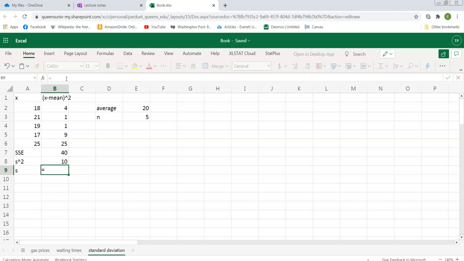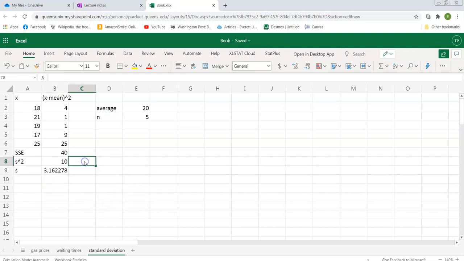And then for our standard deviation, we just do SQRT of that value. And always refer to the cell rather than just typing in the value. And we get our standard deviation of 3.16. And that's what we got before when we did it by hand. So this is doing it by hand using Excel, for lack of a better term.